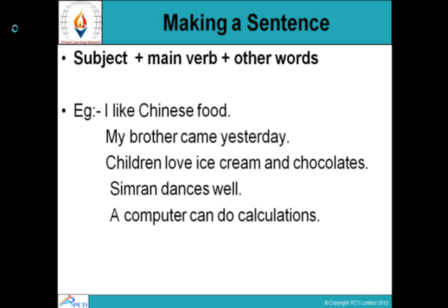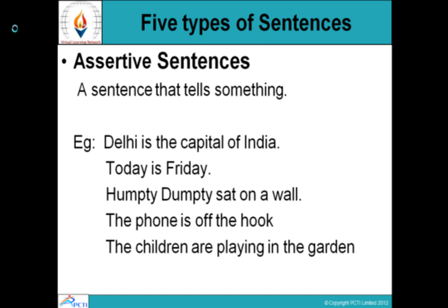There are sentences used to indicate different things. So, on that basis, we have divided sentences into 5 categories. Or you can say there are 5 types of sentences. A sentence that tells something, that is just a statement, it indicates something, is called an assertive sentence.